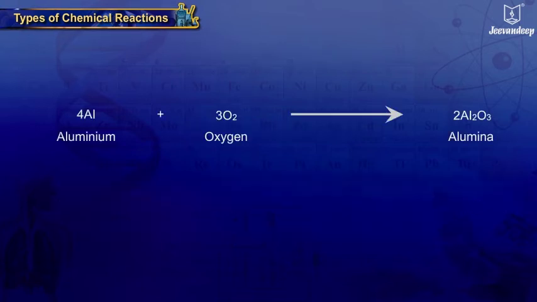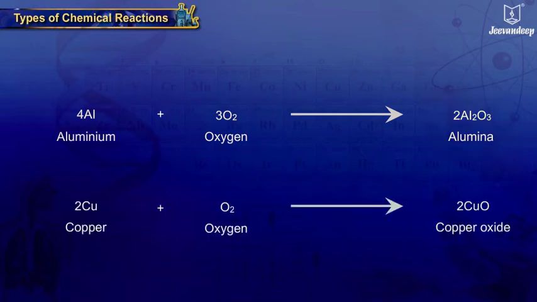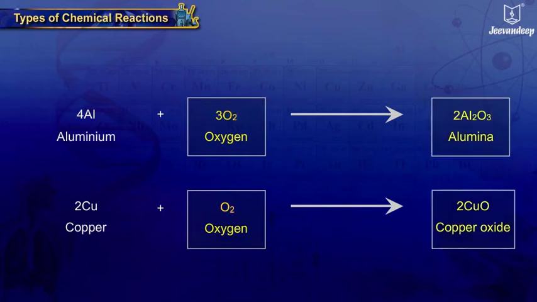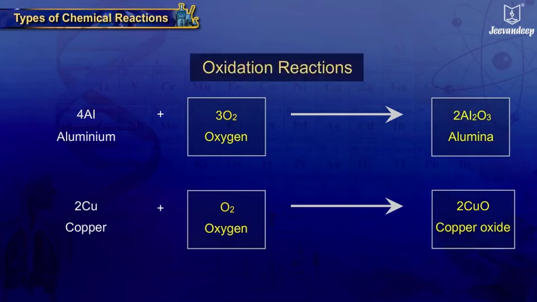Here we see that oxygen is added to aluminium, giving its oxide, that is, alumina. In this case, copper adds oxygen to give copper oxide. As both these reactions show addition of oxygen for the formation of products, these are known as oxidation reactions.